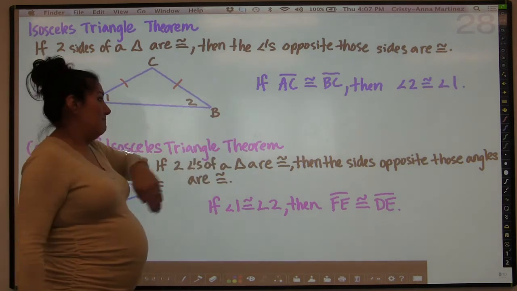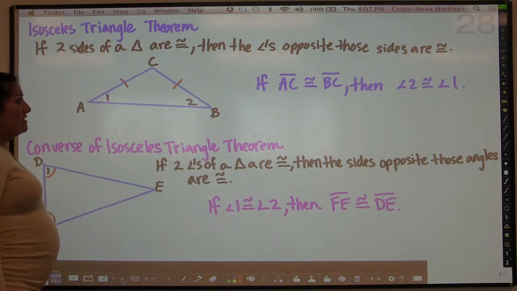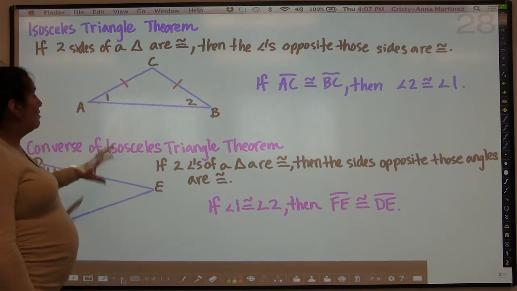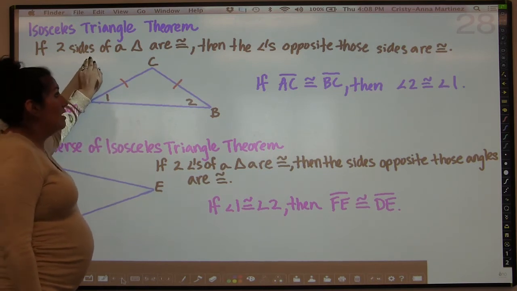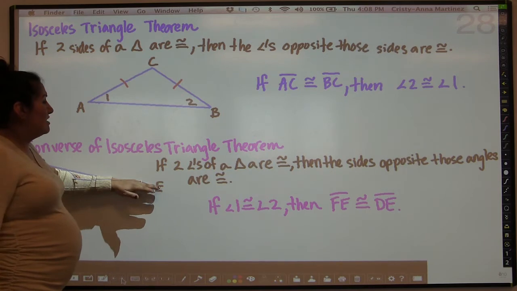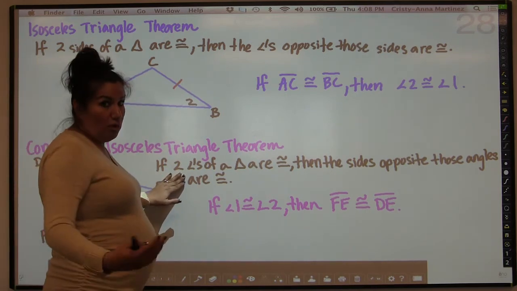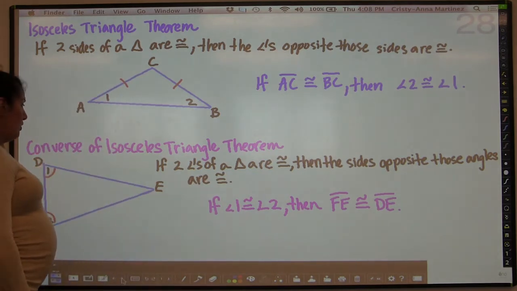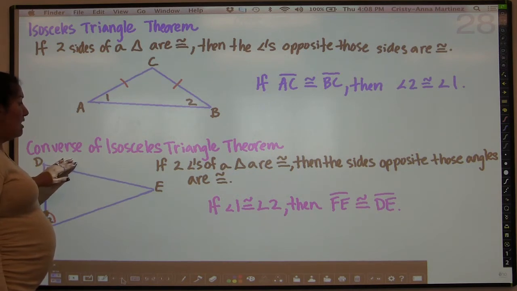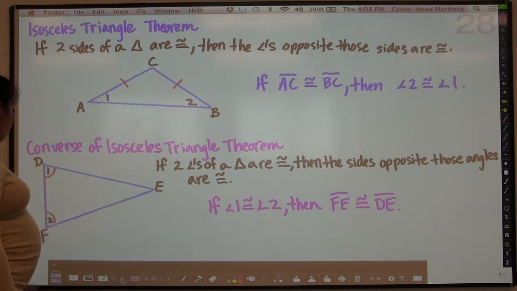Here's a diagram to show: if segment AC is congruent to segment BC, then angle 2 is congruent to angle 1 because they're the base angles. That's the isosceles triangle theorem. We also have it in the converse form. In this case, you have two sides congruent, base angles congruent, and here we're going to go backwards. If two angles of a triangle, which we'll call the base angles, are congruent, then the sides opposite those angles, which are the legs, are congruent. So we have the theorem and the converse of the theorem. Symbolically, if angle 1 is congruent to angle 2, then segment FE is congruent to segment DE, which are the legs of the triangle.